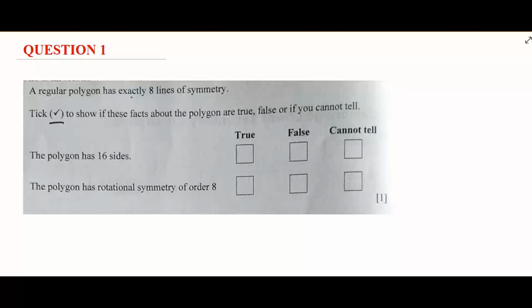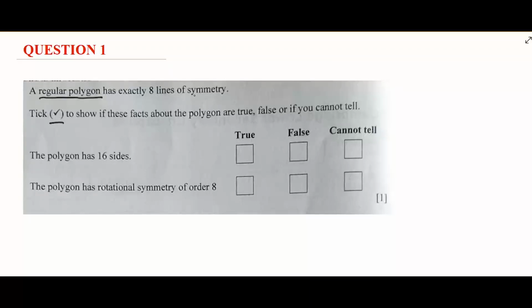So for instance, if you have an equilateral triangle, it's a regular polygon because the sides and the angles are equal. Also, a square is a regular polygon because the 4 sides and the 4 angles are equal. So that is the first thing you should take note of about a regular polygon.